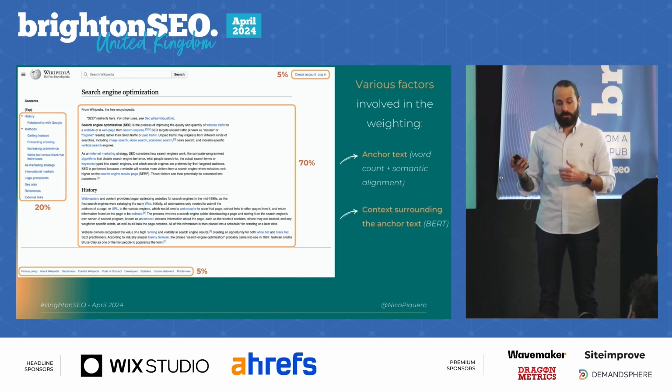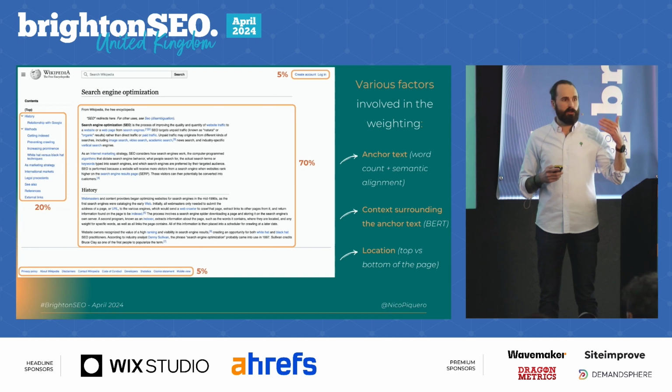the context surrounding the anchor text, so the terms before and after the anchor text, the sentences around it. We can think about the BERT algorithm here. And the location. We know that links located at the top of a page carry more value, more weight, than links located at the bottom of a page. They are basically more visible.